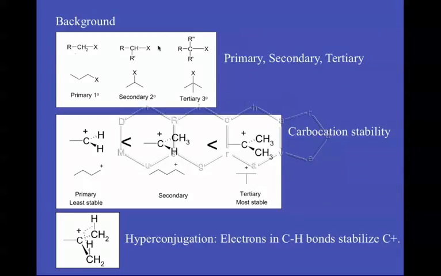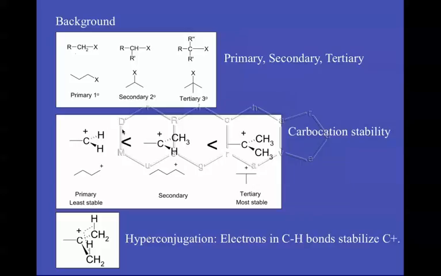First of all, let's remind ourselves what our primary, secondary, and tertiary halides look like. If X is a halogen atom, then primary will have the halogen on the end of the chain, secondary has it somewhere in the middle, and tertiary has 3 carbons connected to the C that has the actual halogen group attached to it.